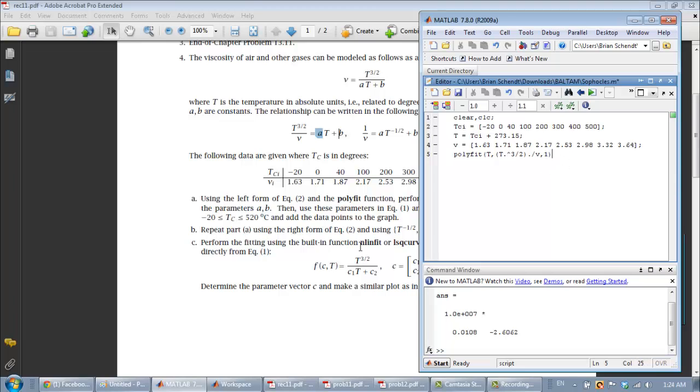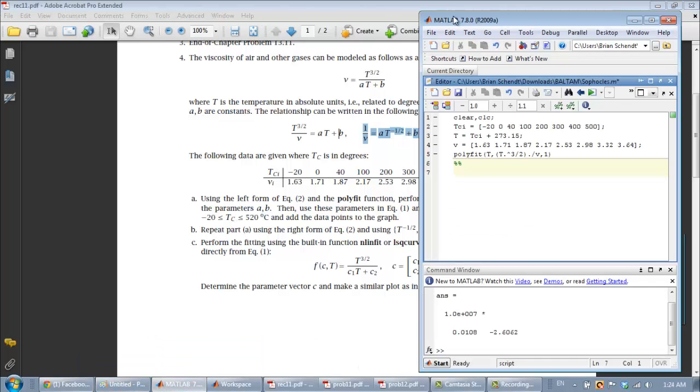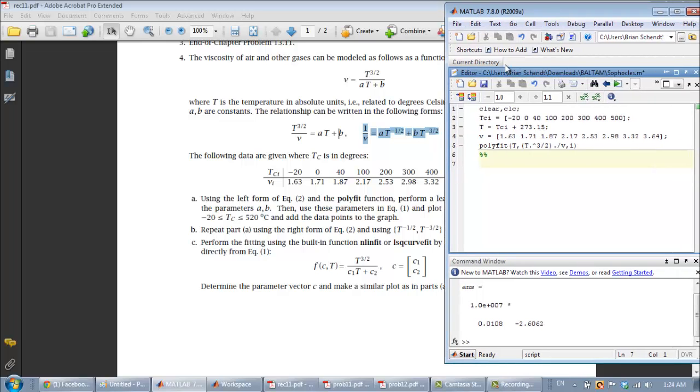Okay? So hopefully that made sense. So the next part of the question is, okay, repeat this, but using the basis functions. So usually Sophocles will tell you exactly what basis functions you have to use, but we're looking at this over here. Okay, so again, we could go through that analysis in Paint, but I'm going to shortcut a bit.